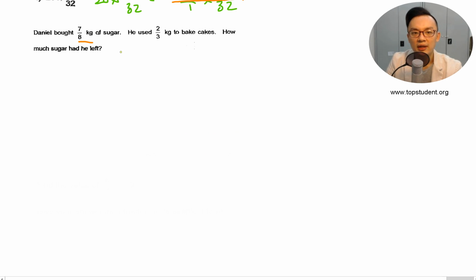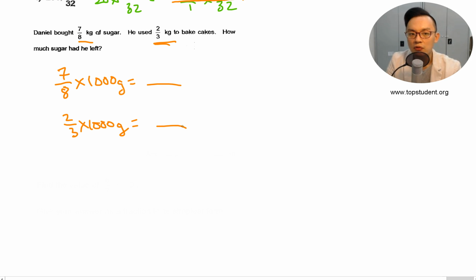Daniel bought 7 over 8 kg of sugar. He used 2/3 kg to bake cakes. Now how much sugar actually left? So again, it's 7 over 8 times 1000 grams, which is an absolute value, some kind of grams. Now this one is, he used 2/3 kg to bake cakes. Okay, so it's 2/3 times 1000 grams equals to some absolute value as well. So this is different from the question above, because the question above is 2/3 of the flour. The question above was 2/3 of this. This question is just 2/3 kg.